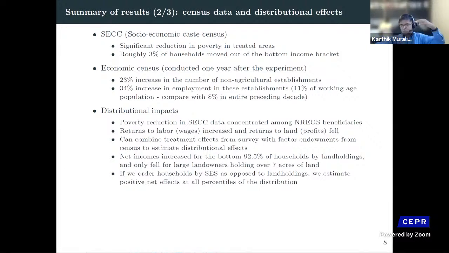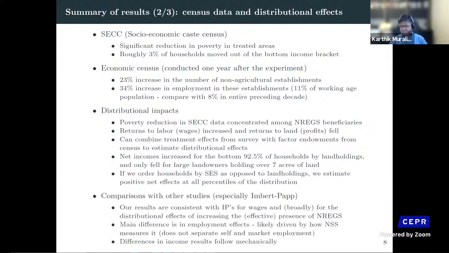Okay, and so when you add those two together, what you see is that the net incomes increased for the bottom 92 or 93% of households by land holding, and it only fell for the really large landowners holding over 7 acres of land. And in fact, if you order the households by SES as opposed to land holdings, we estimate that the effects are positive at every part of the distribution, right? Because land by construction is going to maximize your chances of the big landholders being worse off, but SES also has other components. And so then it's not as stark in terms of the loss at the high end.